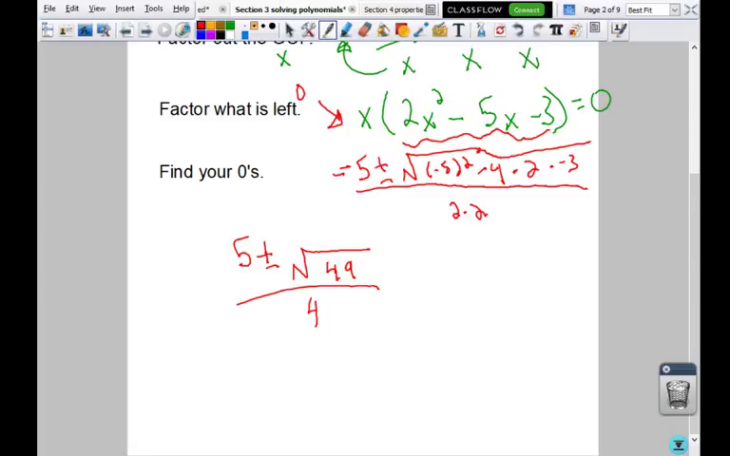Is it negative 5? Look at mine. It's a negative 5, because it's negative b, right? For the first part. Negative, negative, make it positive. So inside my square root, I got 49. How'd you get 49? 5 squared minus 4 times 2 times negative 3. So wait, why are we finding multiple zeros if we only found one?